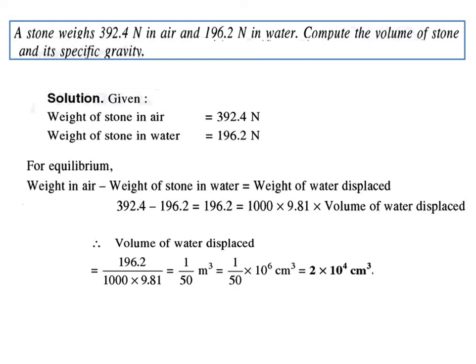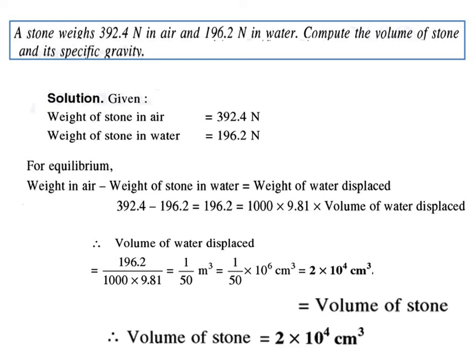The weight of water displaced is weight density into volume of water displaced. Weight density is 1000 into 9.81, and the volume needs to be calculated. Therefore, the volume of water displaced is 196.2 divided by 1000 into 9.81, which is 2 into 10 to the power 4 centimeter cube. So the volume of the stone is 2 into 10 to the power 4 centimeter cube.